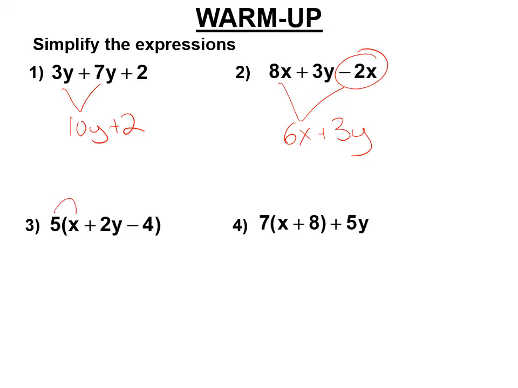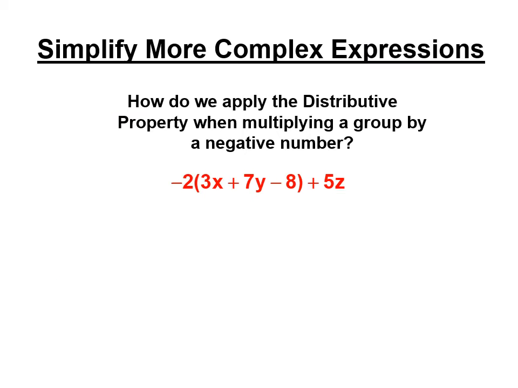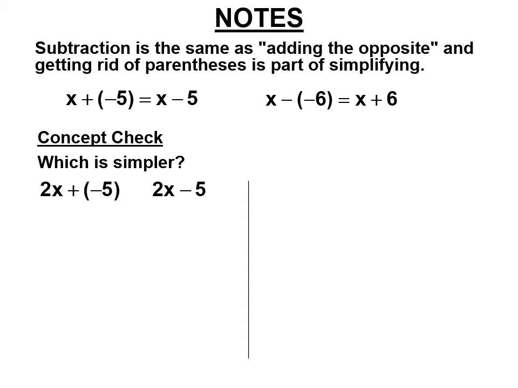Distributive property, right? You just multiply everything in the parentheses and only the things in the parentheses, and then you stop. All right. Today we're going to be having a negative number out there, which you'll see causes some issues, but the key is that you still have to multiply everything by -2.